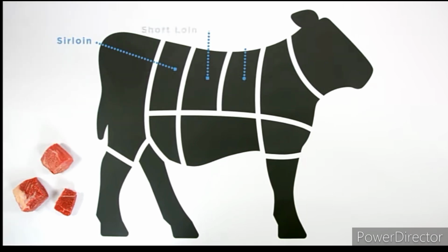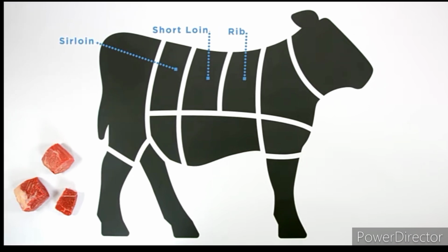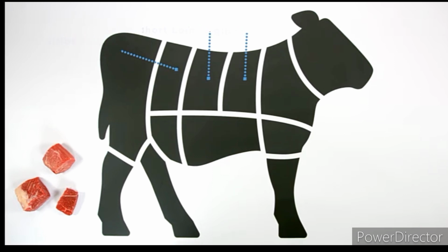Now moving on, the sirloin, short loin and rib subprimals. These areas contain the least used muscles and are generally quick cooking.